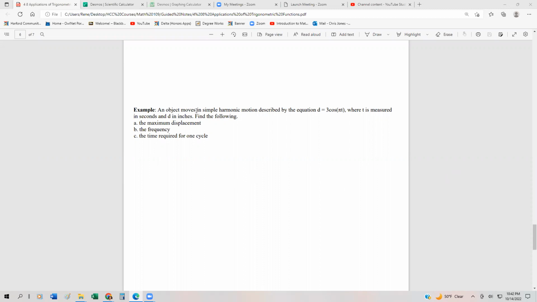So we have an object that moves in simple harmonic motion, described by d equals 3 cos of pi t, where t is measured in seconds and d in inches. We want to find the maximum displacement, the frequency, and the time required for one cycle.